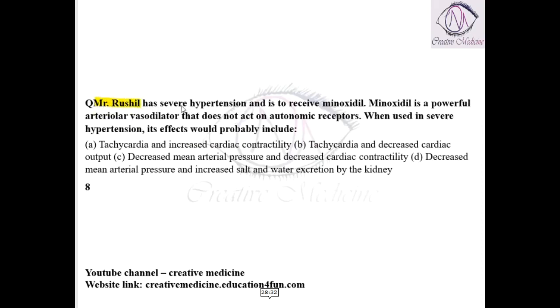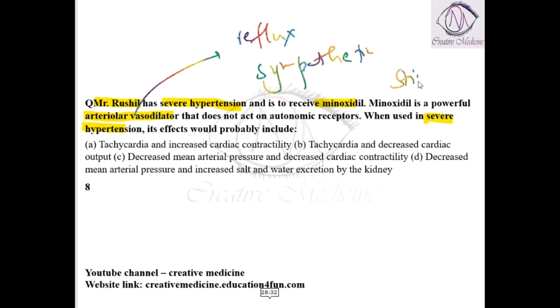Mr. Rushel has severe hypertension and is to receive minoxidil. Minoxidil is a powerful arteriolar vasodilator that does not act on autonomic receptors. When used in severe hypertension, minoxidil is a vasodilator, right? So whenever there is vasodilatation, it will lead to reflex sympathetic stimulation. Because of reflex sympathetic stimulation, this will result in tachycardia and increased cardiac contractility.